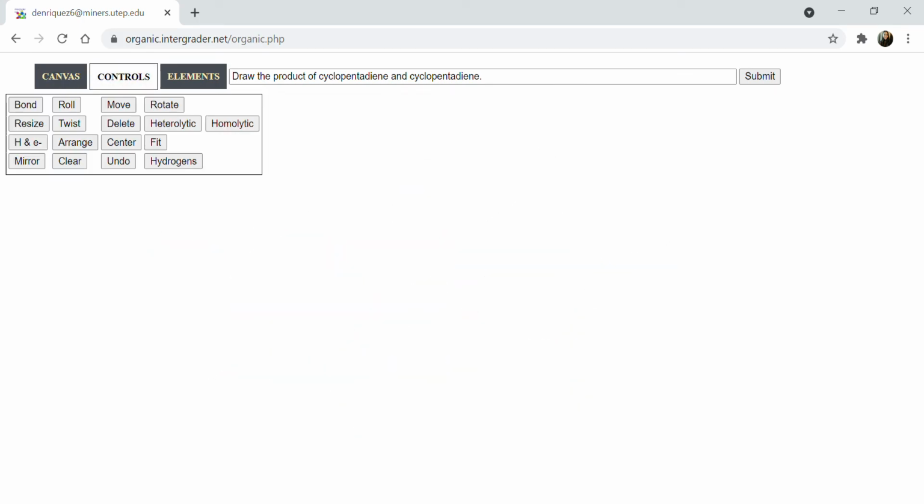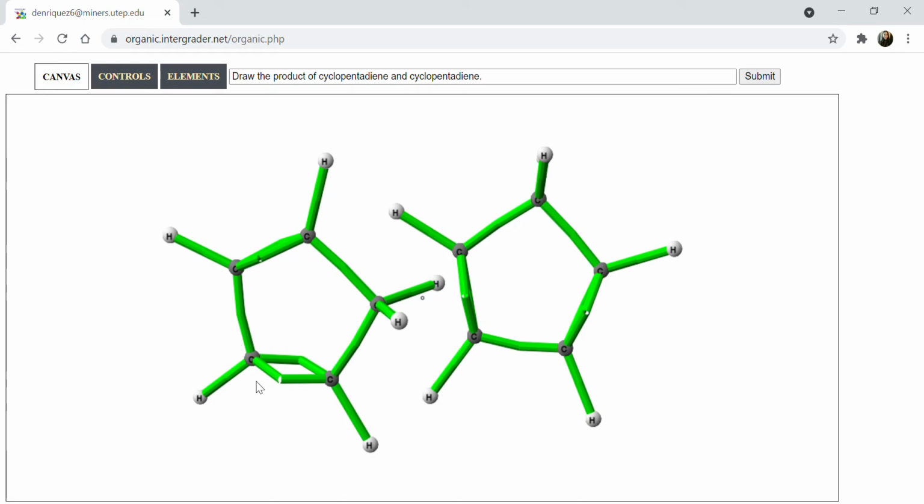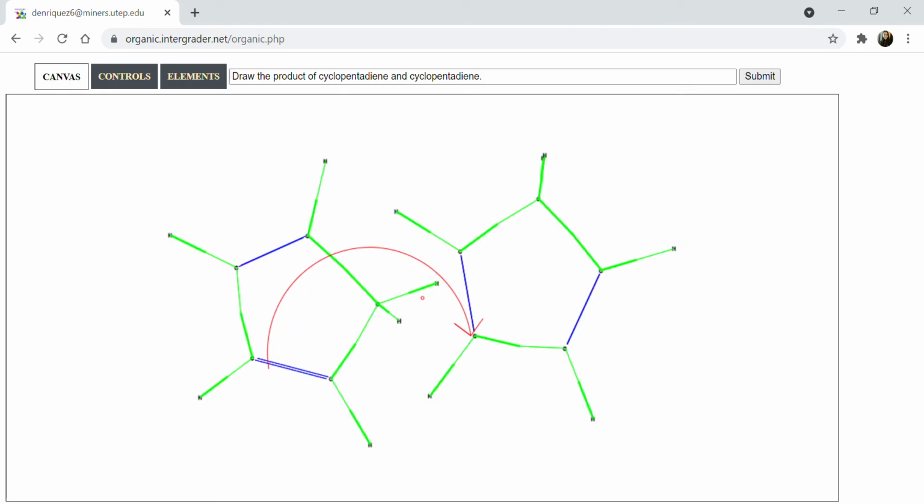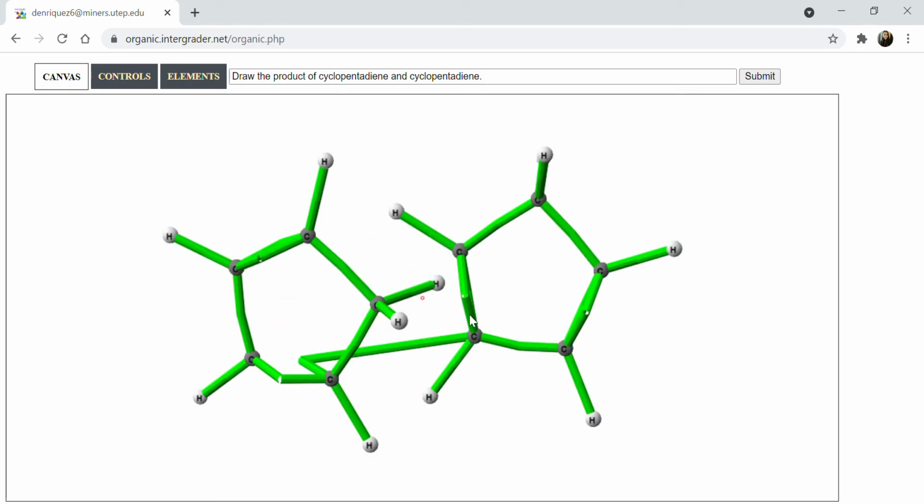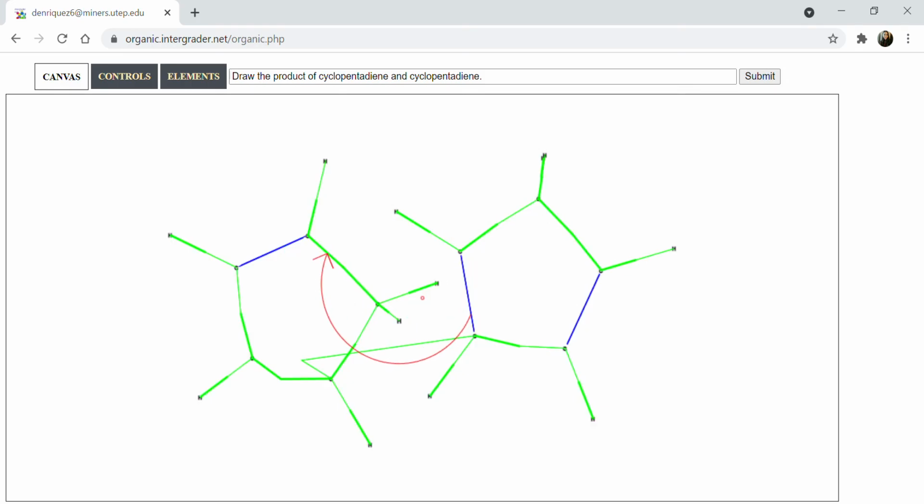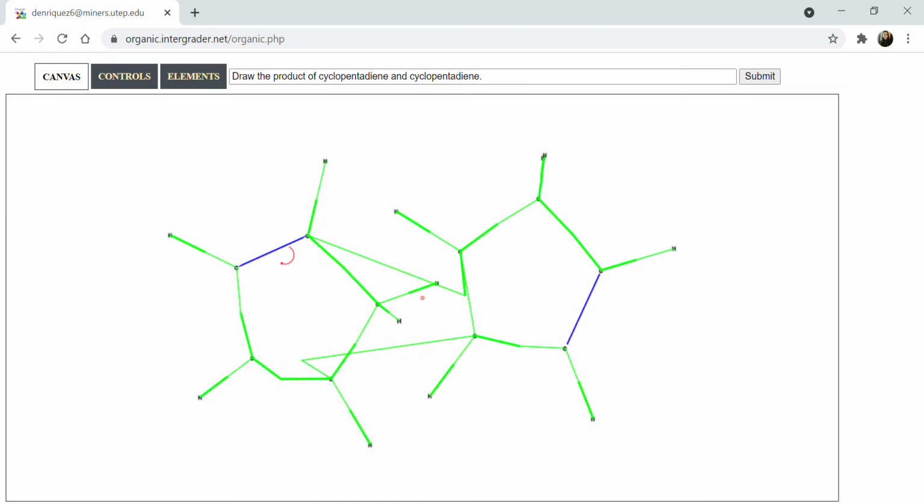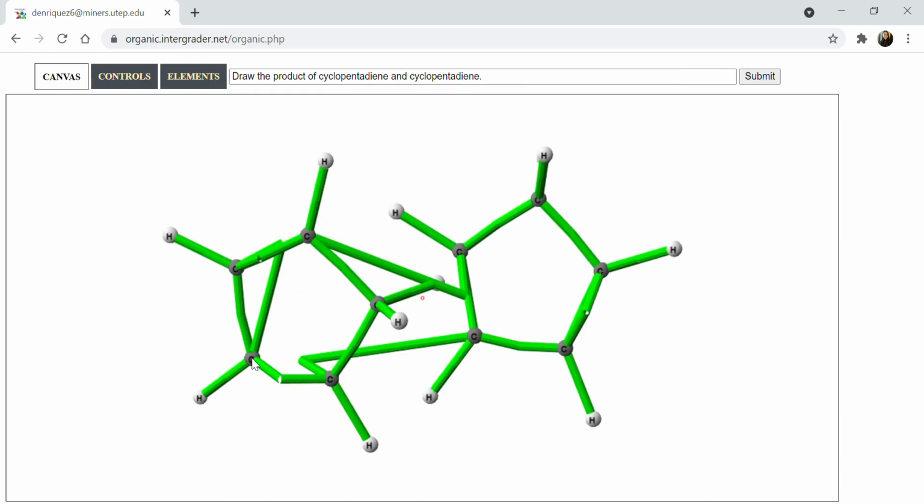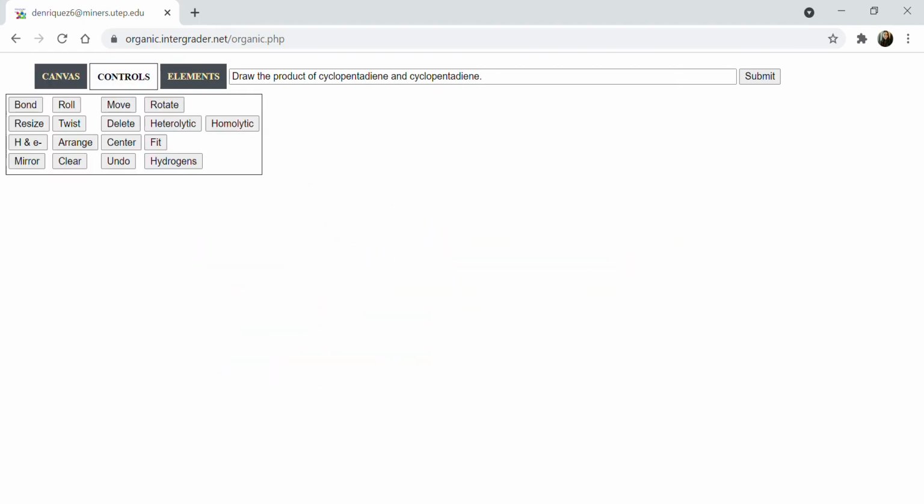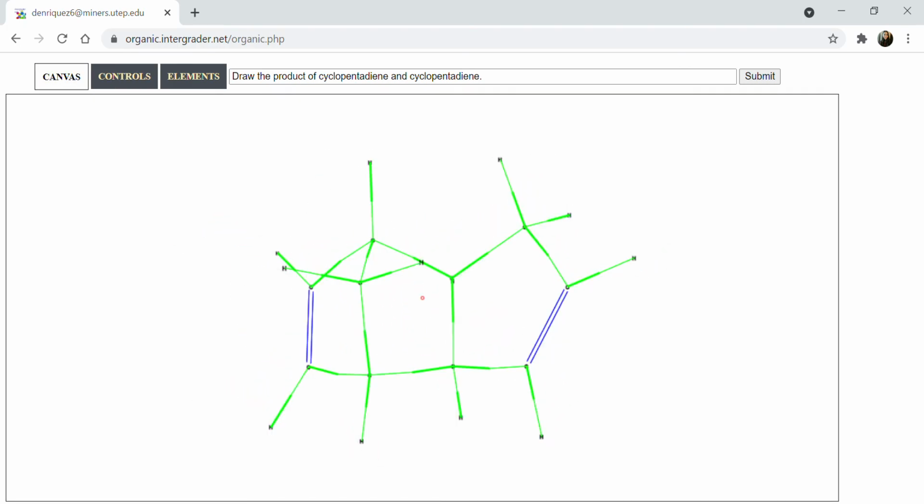Okay, now I'm going to move this bond. I want to attach this carbon to this carbon. I'm going to move it over here, and then I'm going to move this one over here. I'm going to ignore these, and then I'm going to move this one over here. Now I'm going to arrange everything, and this is the part where we have to really pay attention.